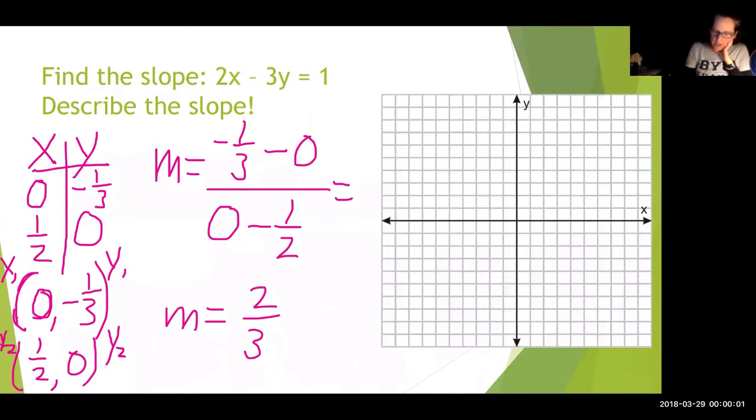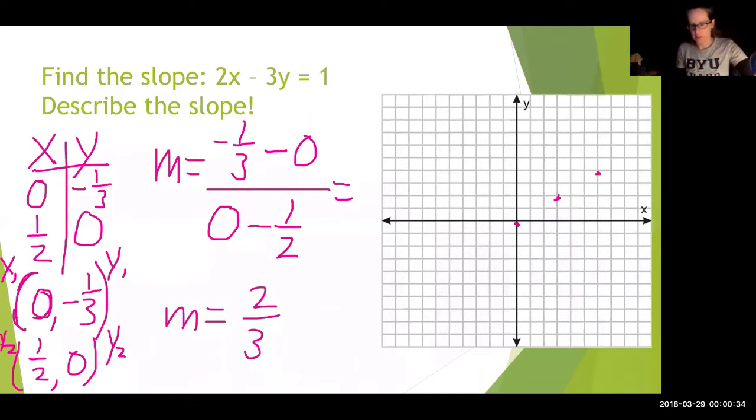So let's plot these points just for a second. 0, -1/3, right there. Oh, I'm on the eraser still. There we go. 0, -1/3. Lovely. And then we're going to rise 2, go over 3. 1, 2, over 1, 2, 3. There we go. I just stayed like a third of the way down. And rise 2, run 3. 1, 2, 3. There we go.